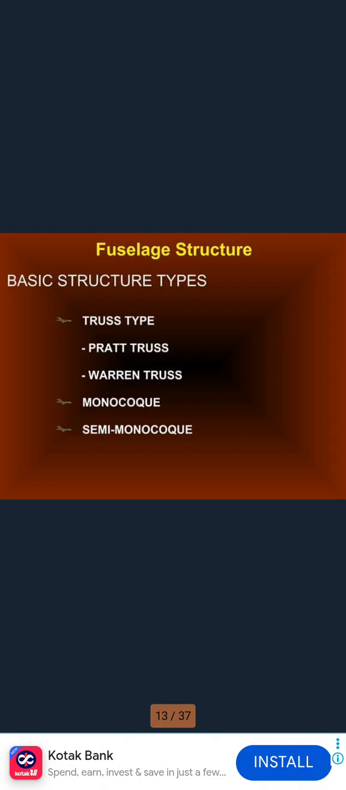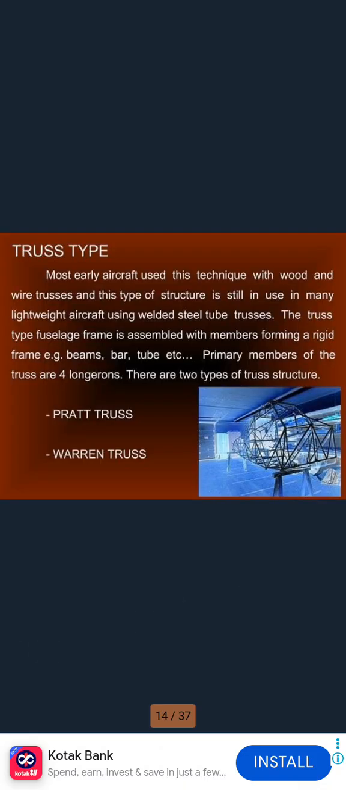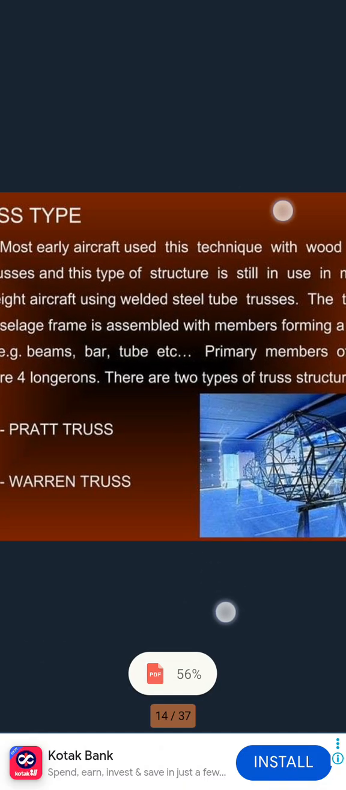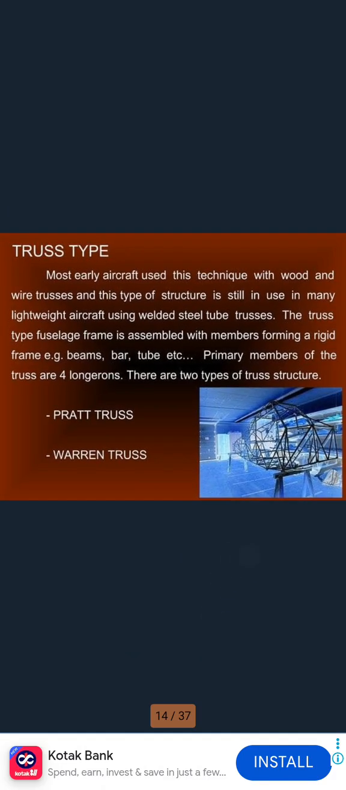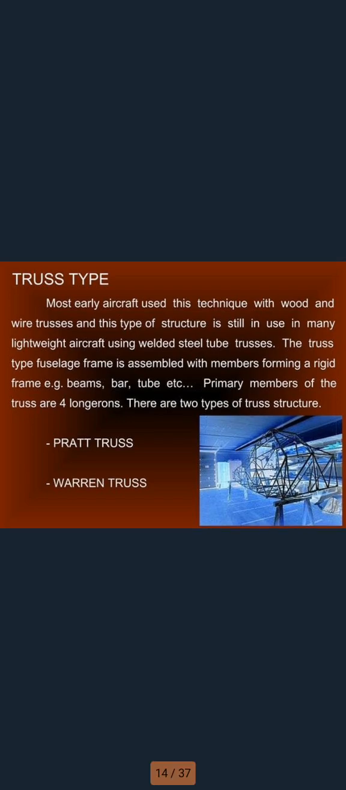Fuselage structures: basic structures are truss, flat truss, Pratt truss, monocoque, semi-monocoque. Structure types: most early aircraft used truss techniques with wood and wire truss, and this type of structure is still in use in many lightweight aircraft using welded steel tube trusses. In this truss type, the fuselage frame is assembled with members forming a rigid frame. Examples: beam, bar, tube, etc.